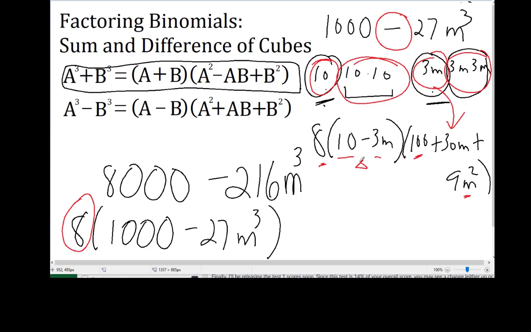SOAP rules: same as the problem, opposite, so stuff cancels out, always positive on the end. Same, opposite, always positive. So that is the factoring the sum or difference of cubes.